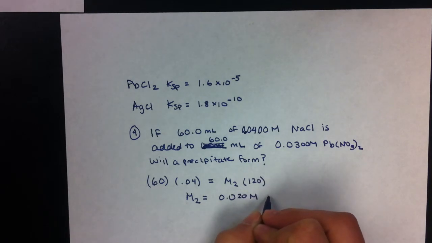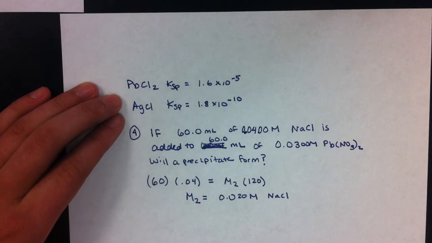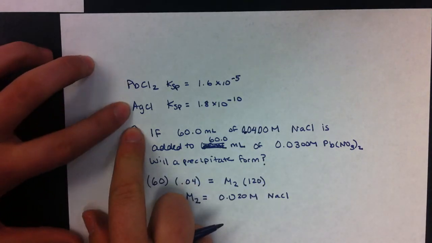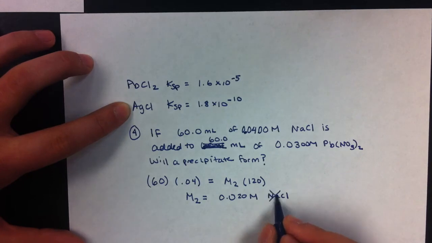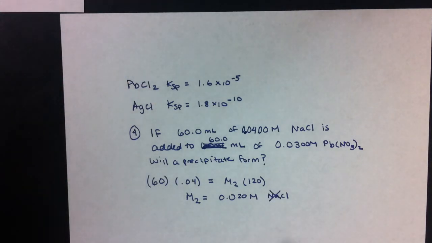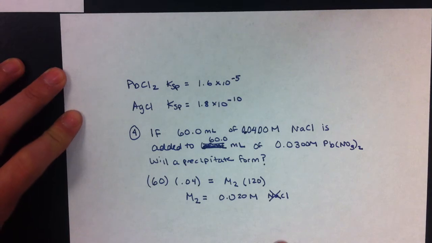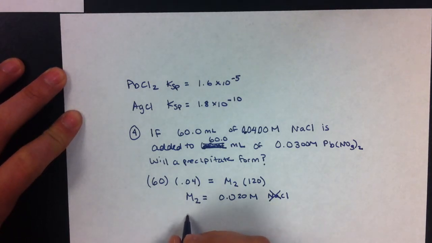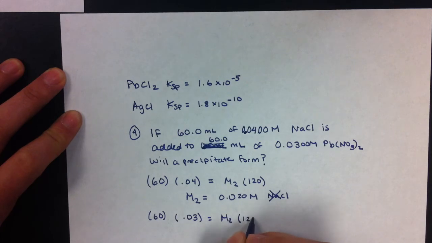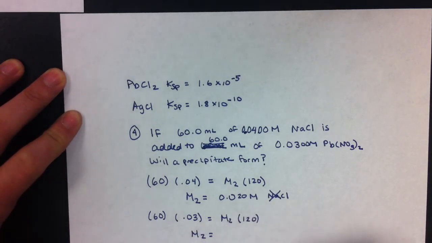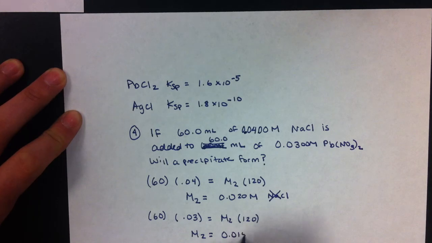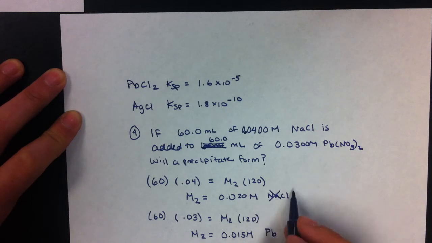You could change these to liters if you wanted to, but your molarity of the Cl is going to be 0.020 molar. That's the NaCl, but because they give us the KSPs for PbCl and AgCl, we can ignore the Na. We know Na is always soluble, so it doesn't really affect this equilibrium. And we do the same thing to find the molarity of the lead nitrate. So the molarity of the lead nitrate is 0.015 molar. And we also don't care about the nitrate. The relevant ions are the Cl and the Pb.